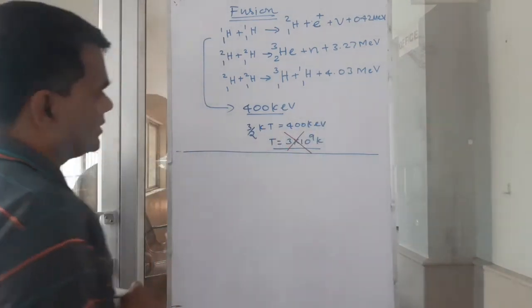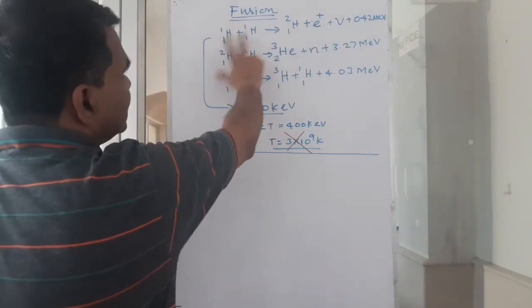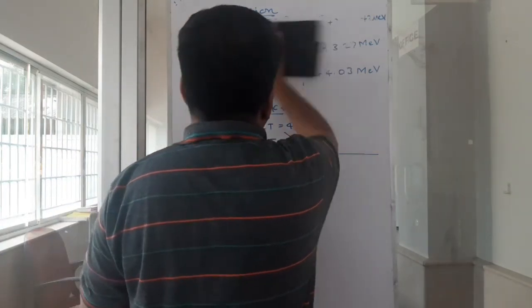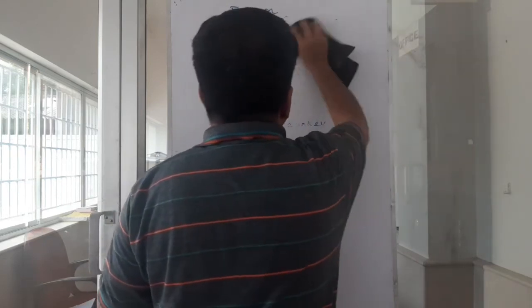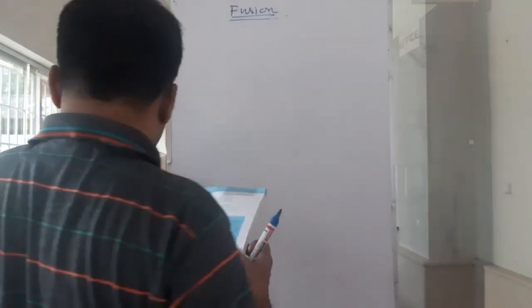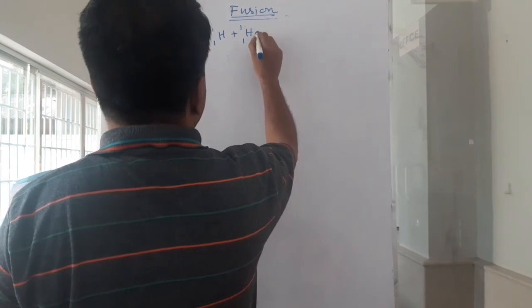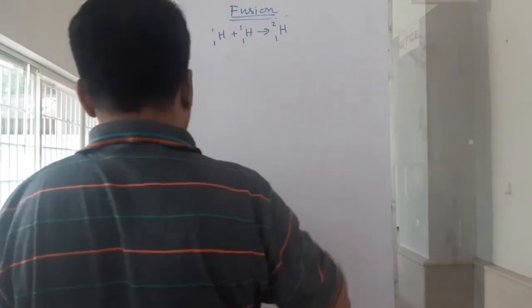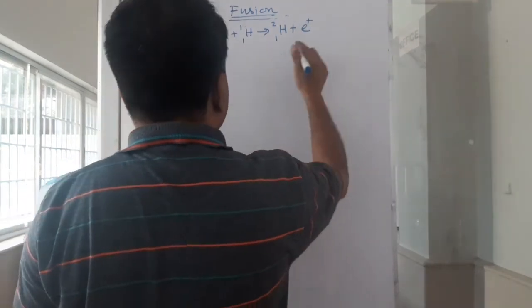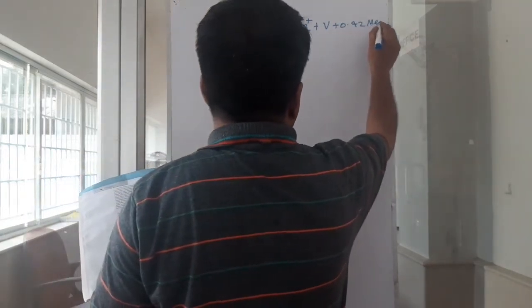Having said that, let's talk about the nuclear reaction that is taking place in the Sun. You know that two hydrogen atoms can come together to form this kind of nuclear fusion. So what happens in the Sun is this. First, one proton and one more proton come together to form a deuterium nucleus. In the process, there is an emission of a positron, it's beta plus decay. Plus, obviously, you will have a neutron here. And with the energy of 0.42 mega electron volt, this takes place.